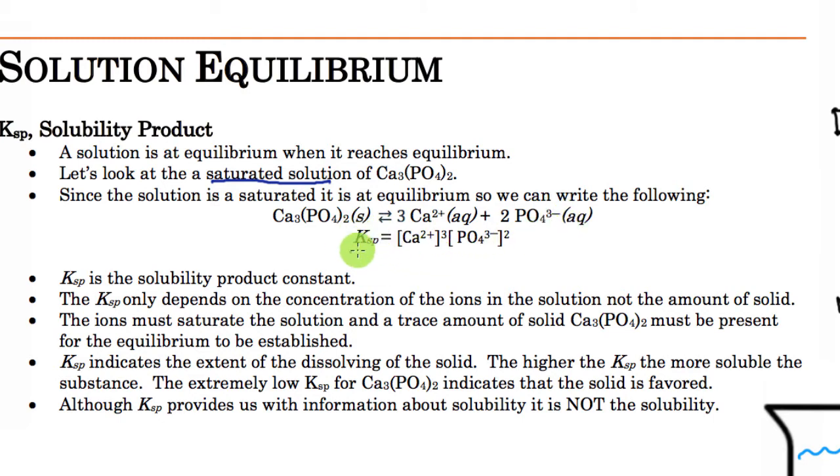So when we write our Ksp, it's always going to be products, and there's no division. Essentially, you take your products, which are on the top, and your reactants always drop out because you have a solid.